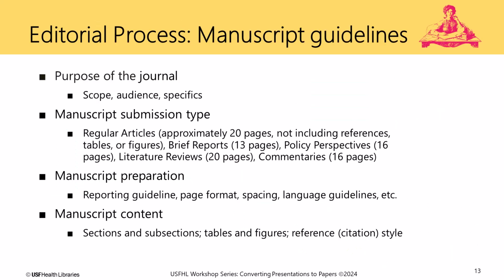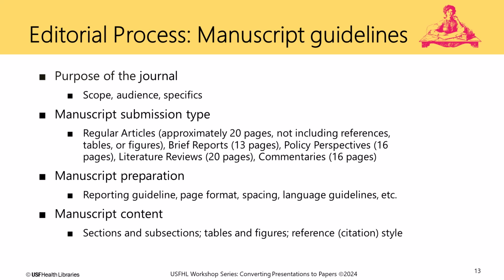So moving on, looking more at the editorial process quickly, manuscript guidelines are essential. They're there for a reason. So this isn't just put something together, send it, and hope someone will say, okay, we like it enough, we'll fix it later. The purpose of the journal is really important to identify. What is its scope? Who is the audience? Are there specific elements it's looking for over something else?